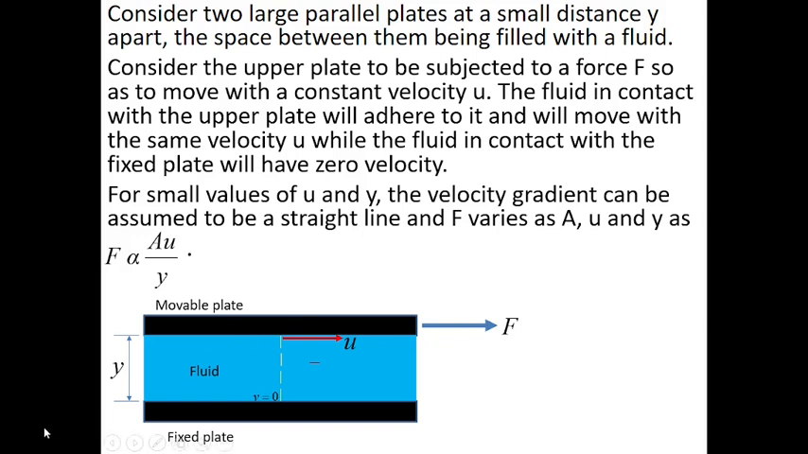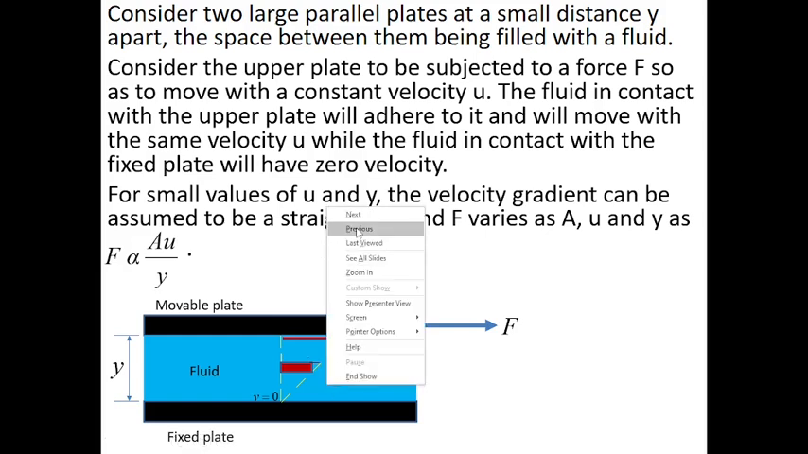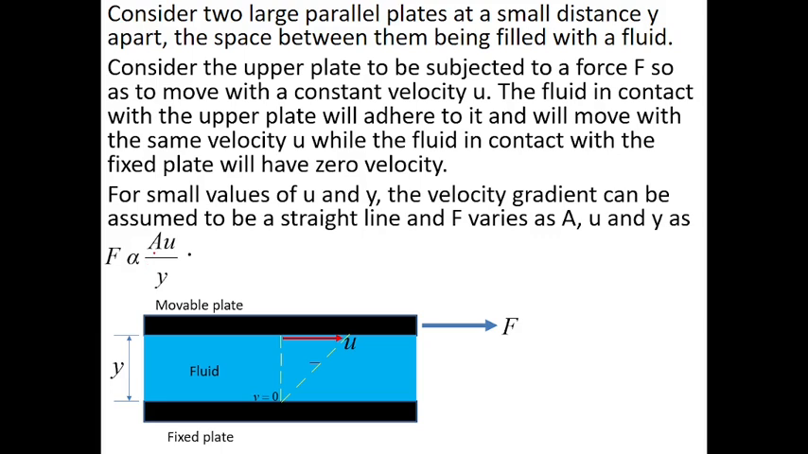Yung u and y natin, maliit lang ang value niyan. For small values of u and y, the velocity gradient can be assumed to be a straight line. Ito yung velocity gradient na tinutukoy niya. So, the velocity gradient can be assumed to be a straight line.